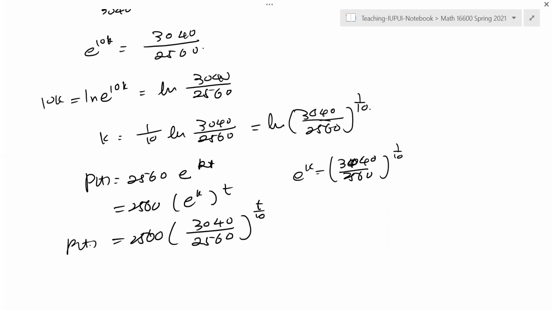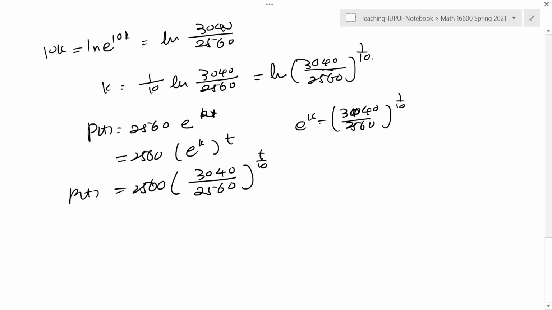So it is an exponential function, a constant times an exponential function. That's okay. Now, in 1993, that means t is going to be 43 after 1950, right?